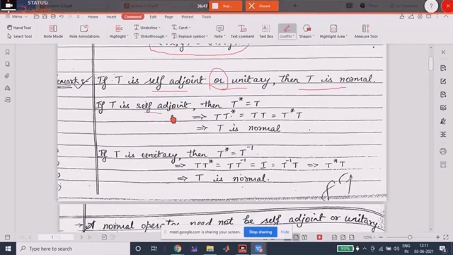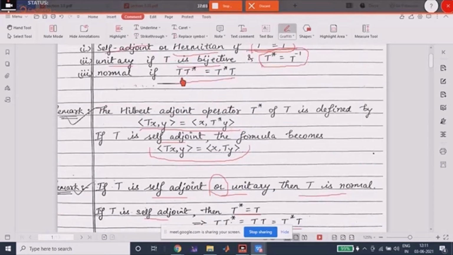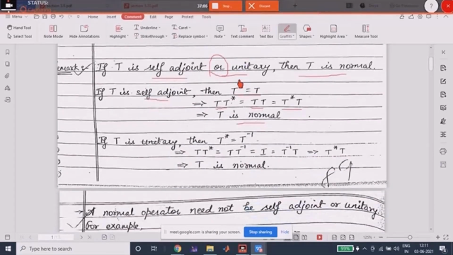Now, next is the remark that if T is self-adjoint or unitary, then T would be normal, right? So the main point is: if T is self-adjoint, then T star would be equal to T. So if we consider T star T, that would be equal to T T, and that would be equal to T T star, right? So therefore T is normal.